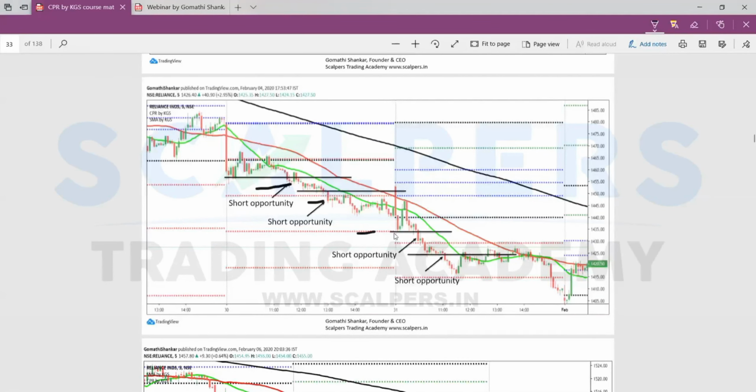Another important thing, RTP is valid only for that particular day. RTP will not continue for the next day. There are a few conditions for RTP.